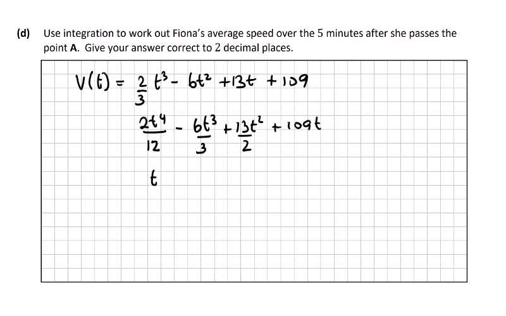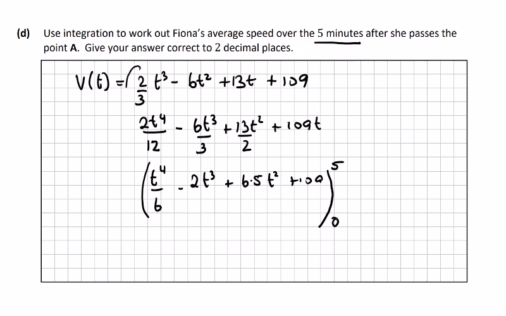So it's going to be t to the power 4 over 6, minus 2t cubed, plus 6.5t squared if you so wish, plus 109t, and we have to integrate this for the first 5 minutes, so between 5 and 0. Should put down here the integral of that. So it is the average speed, isn't it? Integration average speed, so it's 1 over b minus a. So we're going to get a fifth of it.